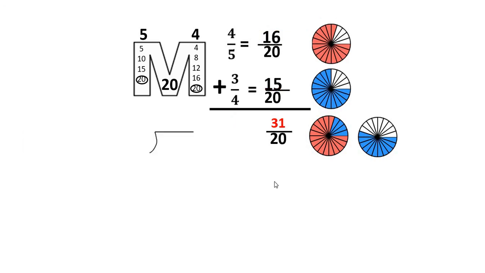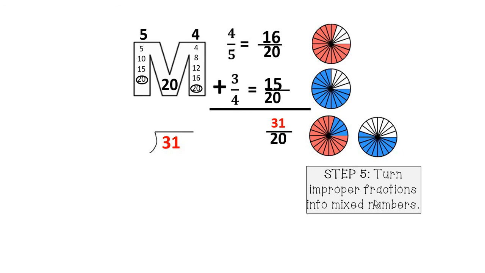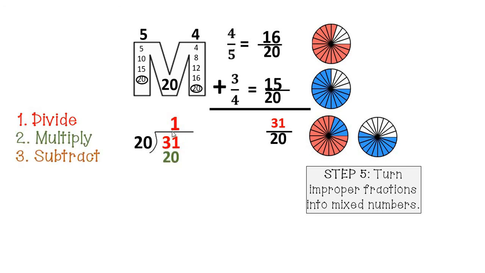Now we've got to go ahead and turn that into a mixed number to give our final answer. So we'll start with the 31 slices. We're trying to divide them up into pizzas that have 20 slices in a whole. So I divide: how many groups of 20 can I make in 31? I can only make one group. I'll multiply 1 times 20 is 20. I'll subtract 31 minus 20. 1 minus 0 is 1, and 3 minus 2 is 1.